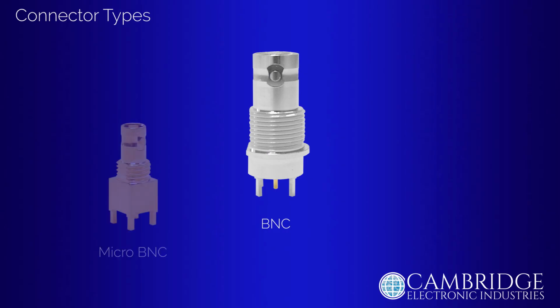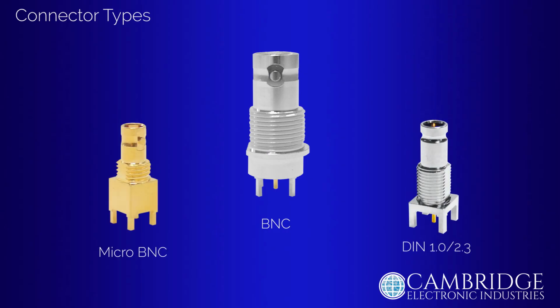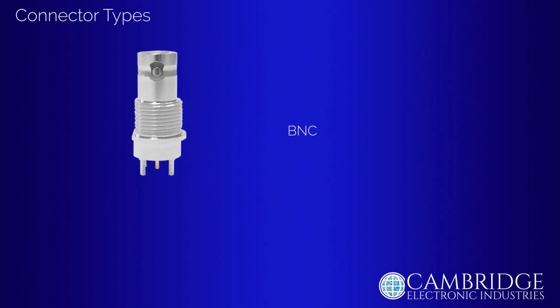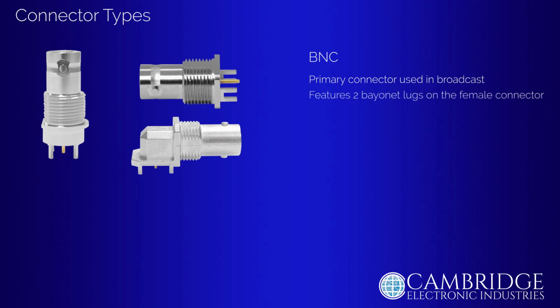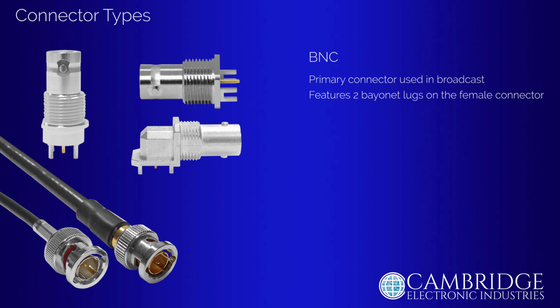There are several different formats that coaxial connectors are available in. The most widely used types in the broadcast of video and audio signals are BNC, micro BNC, and DIN 1.2/2.3, which is also known as DIN 1023s. The BNC connector is the primary connector used for broadcast transmission due to its compact size and ease of connection. It features 2 bayonet lugs on the female connector, and the mating is achieved with a quarter turn of the coupling nut on the male connector.